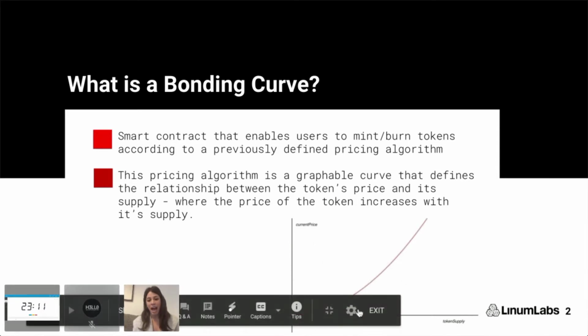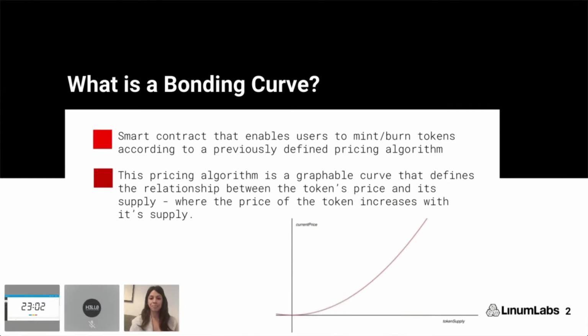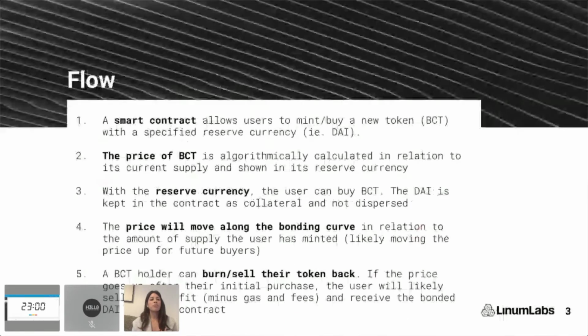So as the token supply goes up, the price of the token will go up with it in a previously calculated algorithm. The general flow of a bonding curve is it's a smart contract that allows users, as I said, to mint and buy new tokens. For the sake of this, we'll just call it BCT, bonding curve token. And they can buy it with the specified reserve currency. We like to use DAI because it is the most popular stablecoin.